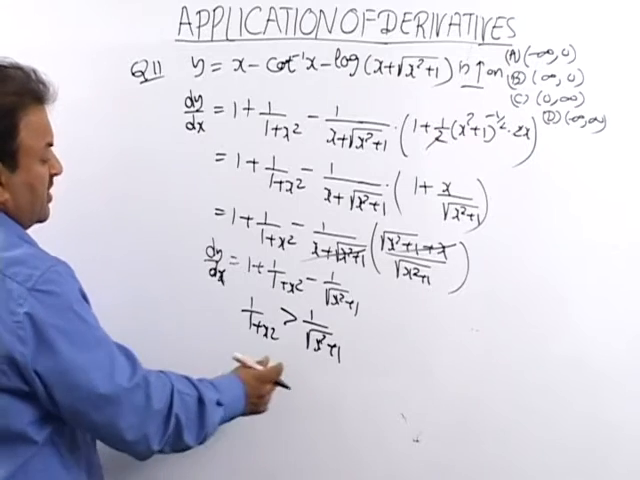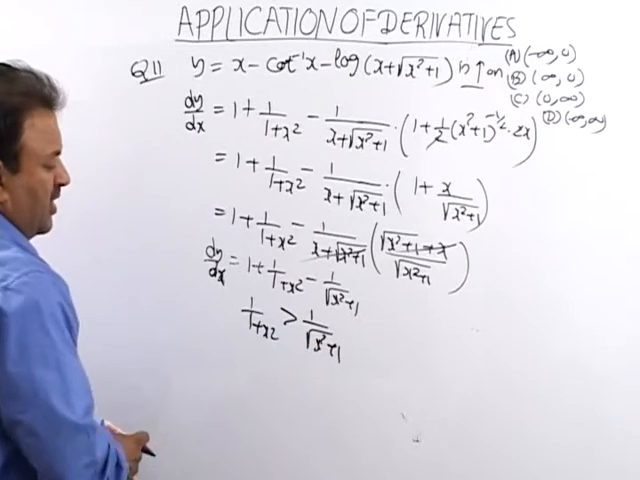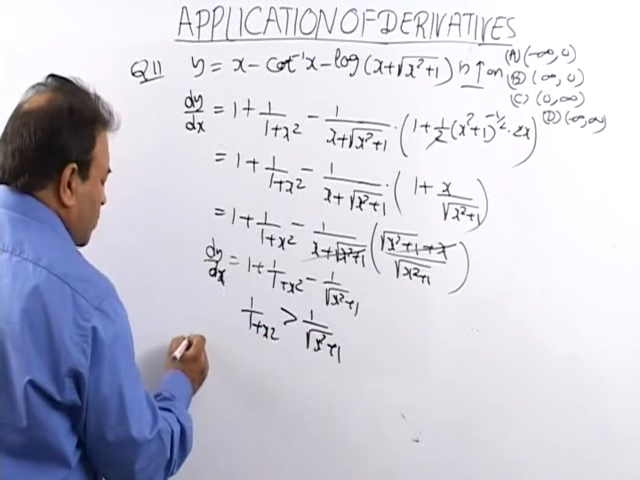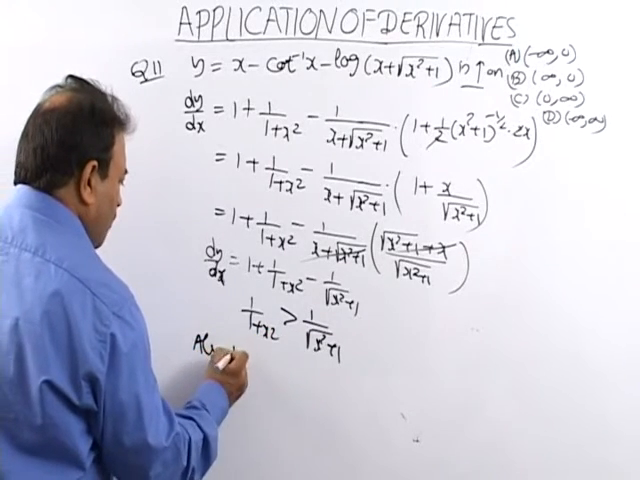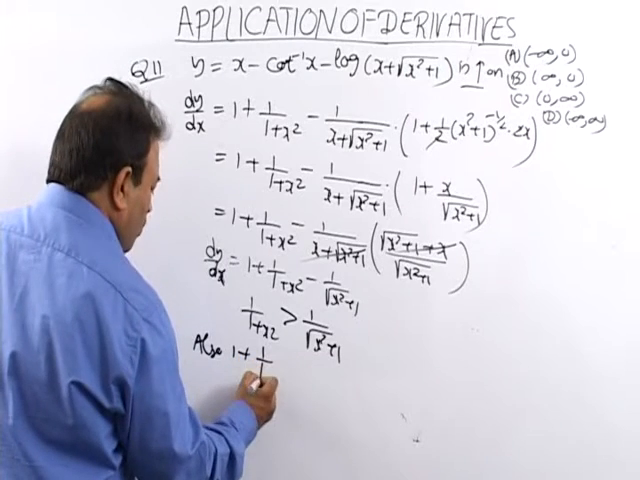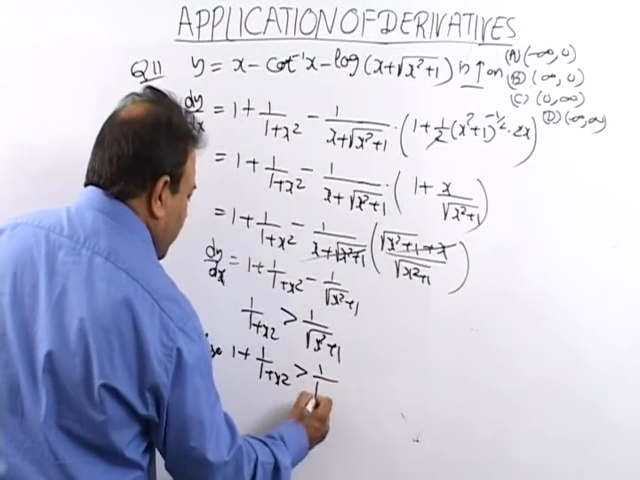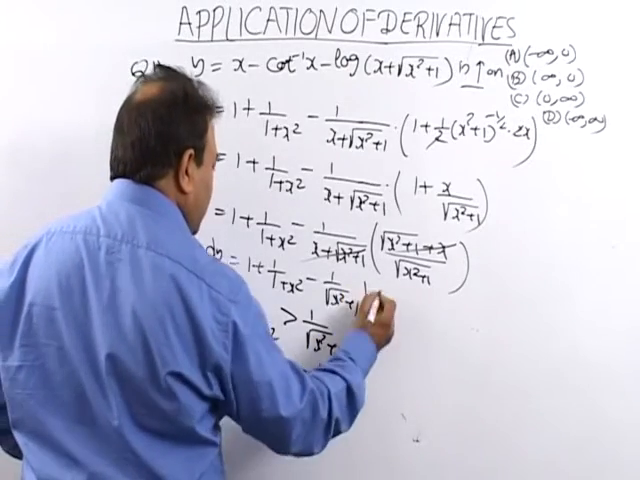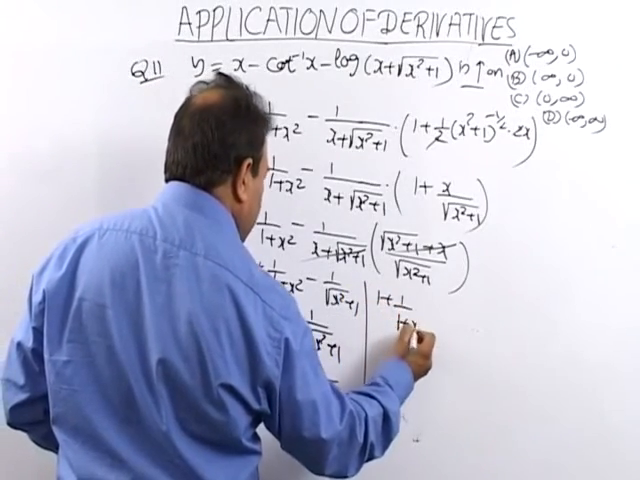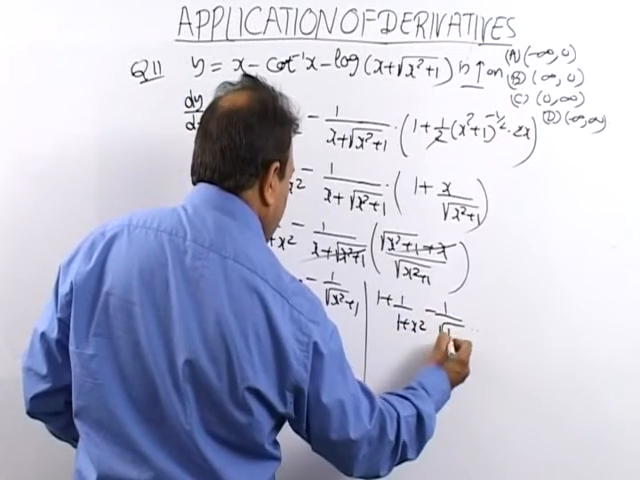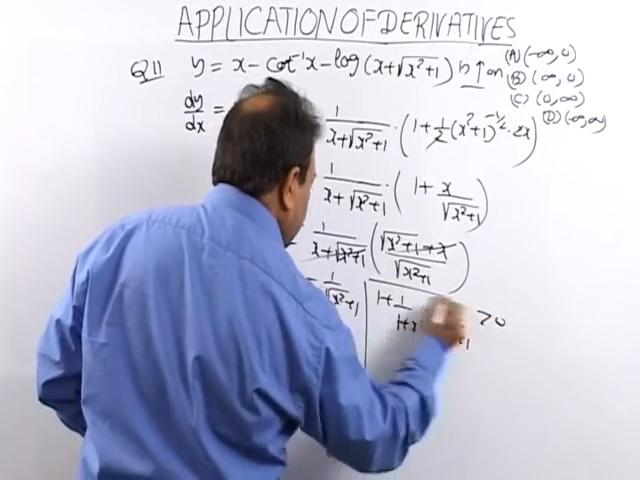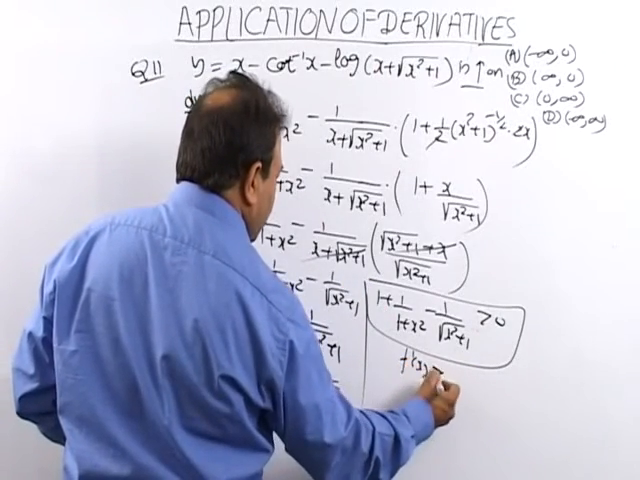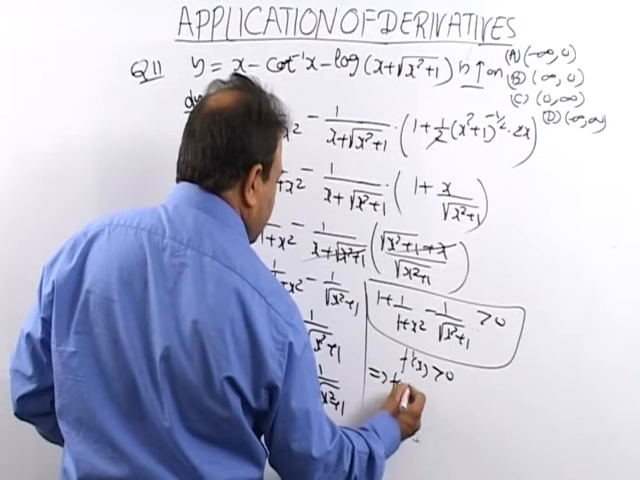Clearly, because this is inside the square root and this is outside, it has no square root. Clearly this term is greater than this one. Also, 1 plus x square will be greater than square root of x square plus 1. Now I can say it is 1 plus 1 upon square root of 1 plus x square minus 1 upon x square plus 1 is greater than 0. This is greater than 0. I will say f dash x is greater than 0. I will say fx is increasing function.